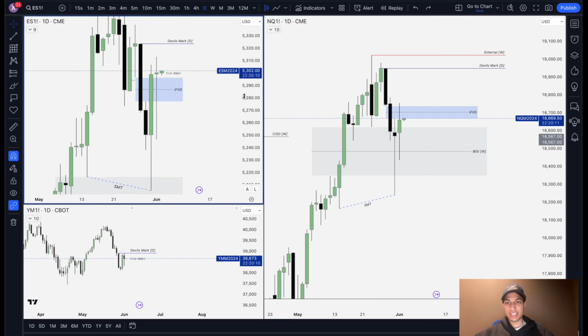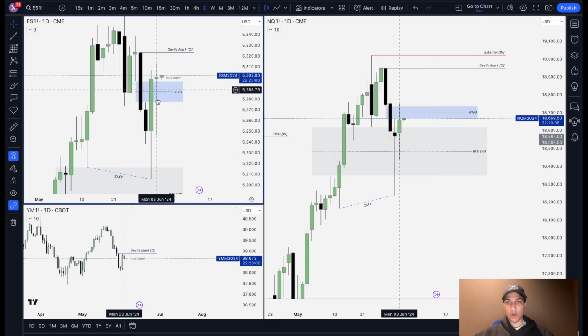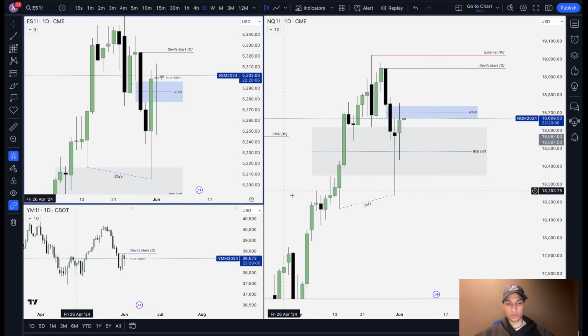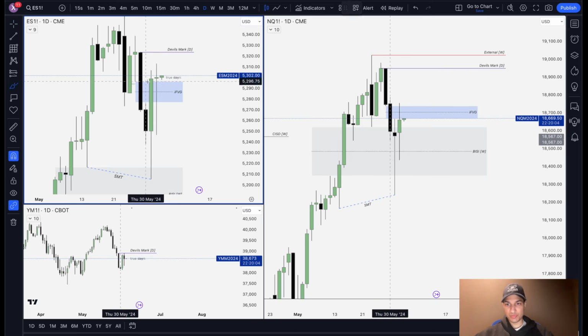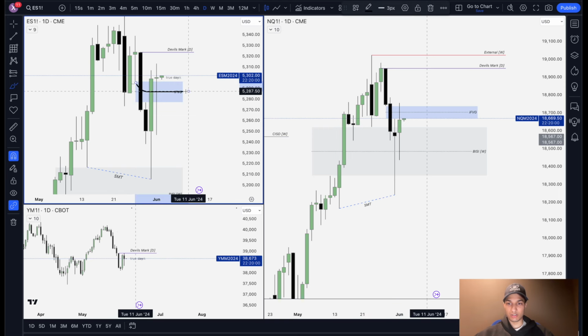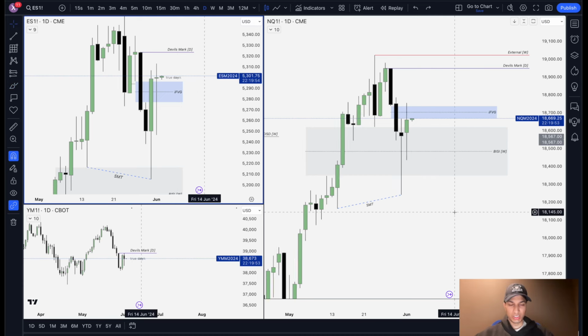So not only today do you see how the market offers discount arrays on lower time frames within this displacement leg, but it also closes not only above the consequent encroachment of that daily inversion, but also above the gap itself, which is an incredibly bullish signature.